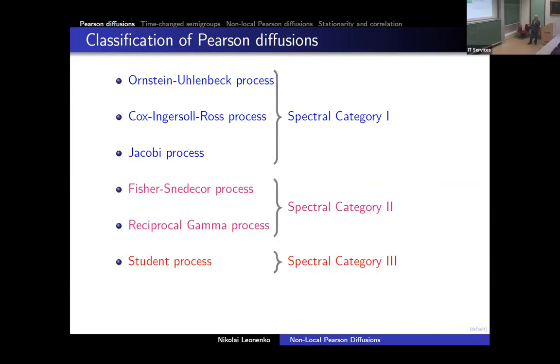Okay, basically that's a summary: you have two non-heavy-tailed stationary distributions, and all these are Pearson, that's our classification. You have 6 Pearson distributions. One is Gaussian, gamma, and Jacobi, which are not heavy-tailed. And then you have the heavy-tailed part, which is Fisher-Snedecor, 1/gamma, reciprocal gamma, and Student.